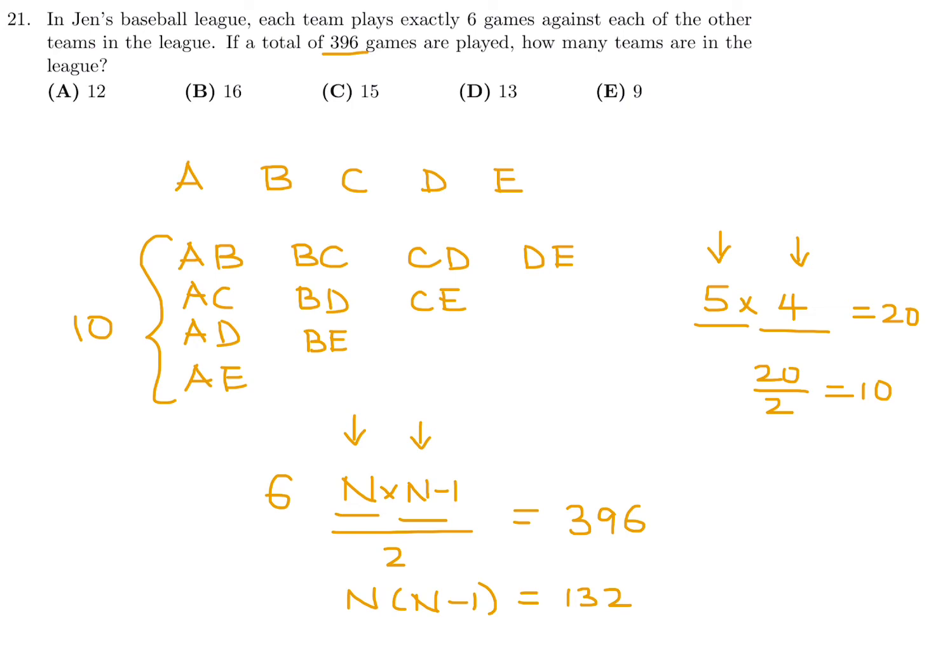And when I do, I get 11 and 12. So plug in 11, see what happens. Plug in 12, see what happens. And when you plug in 12, you'll see it will work. It'll be 12 times 12 minus 1, which is, of course, 12 times 11, and that is indeed 132. So n is equal to 12. So number 21, the answer is A.